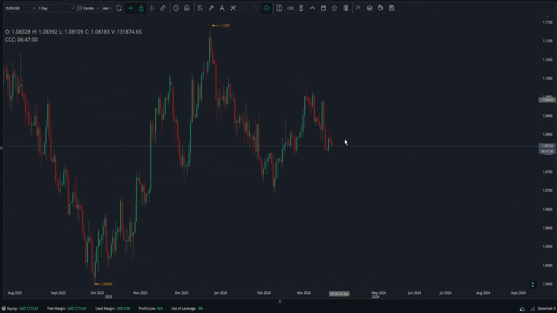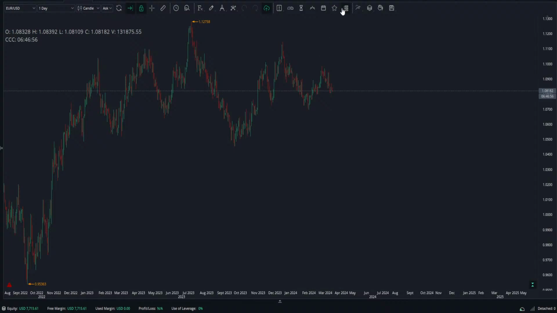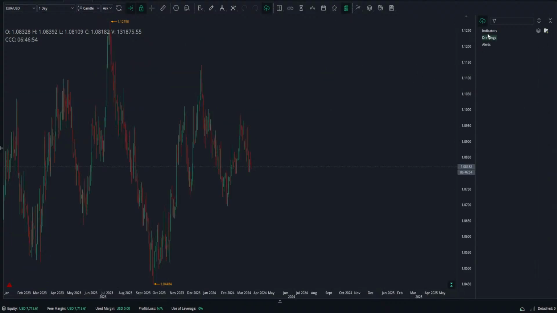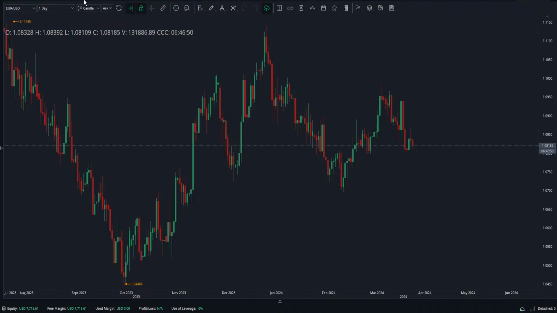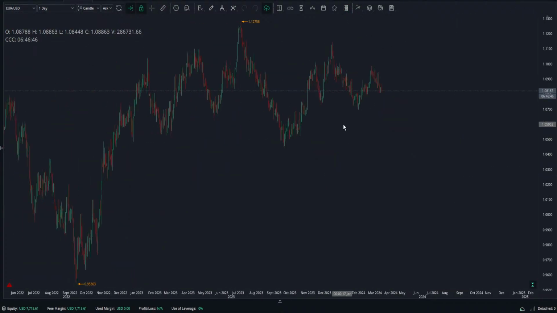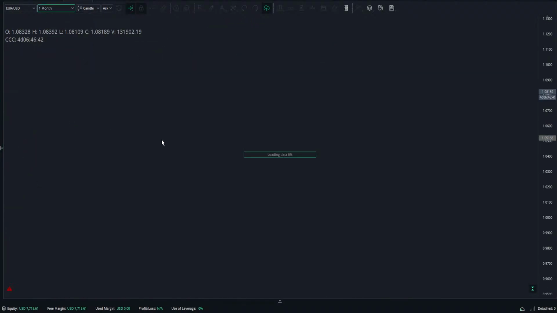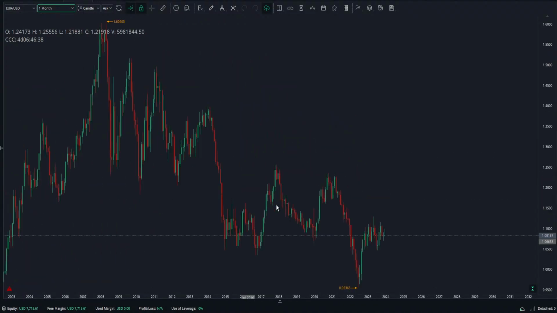Euro USD, my levels are gone. Where are my levels? Guys, my levels are not here. All right. I think when you delete the levels from one chart, they also get deleted from the other. All right. So we have to analyze this once again from scratch.